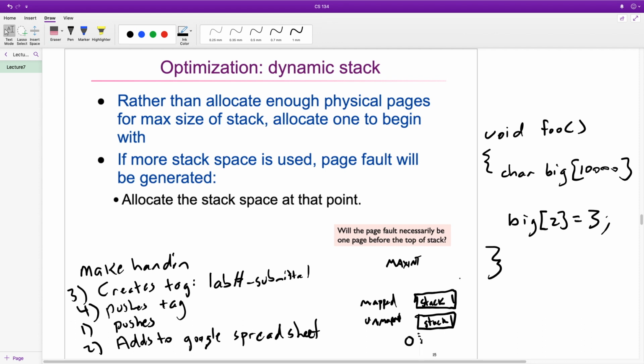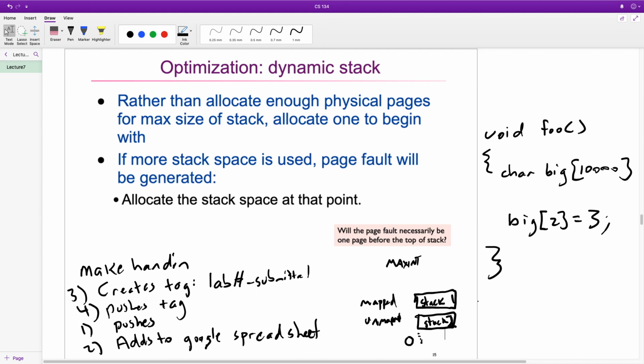So what happens if we try and access stack page 2? Julius, what happens if I'm making some function calls, I go into a function call, and all of a sudden I try and push a parameter on the stack in this page?